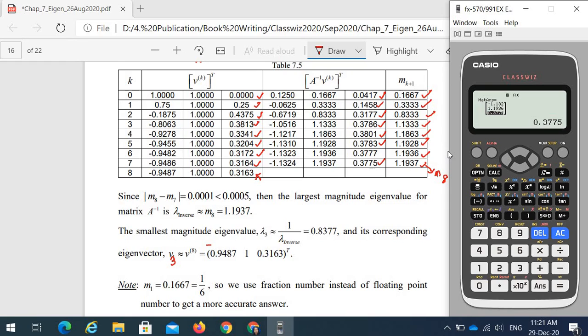Okay, I get here. So this one stopped at M8. We should find V number 8. So I should get the max answer, divide 1.1937. So you get negative 0.94871, 0.31, 0.3163 transpose, because suppose it's a vector.